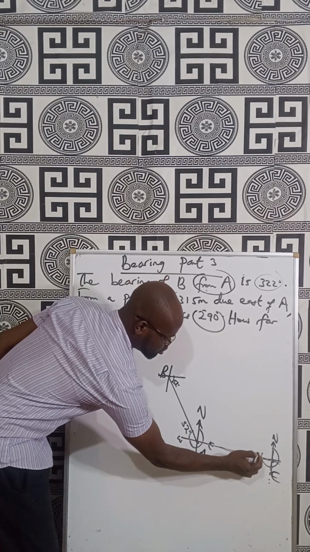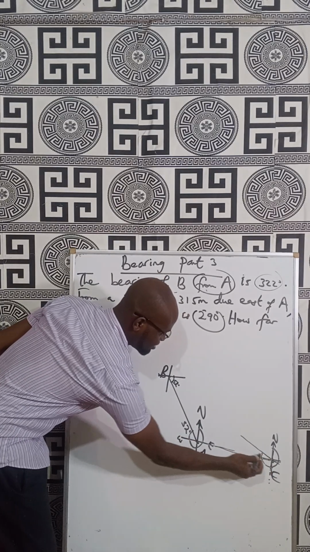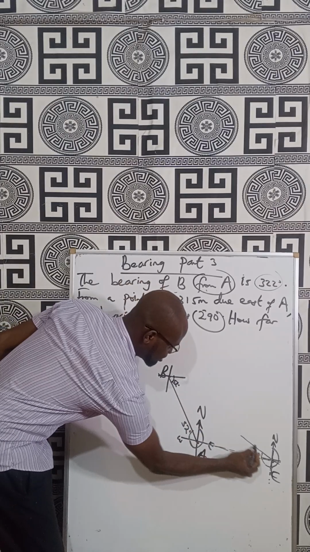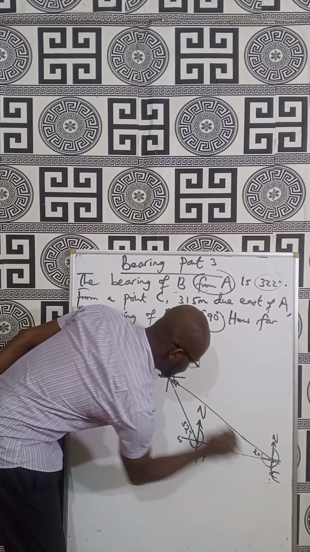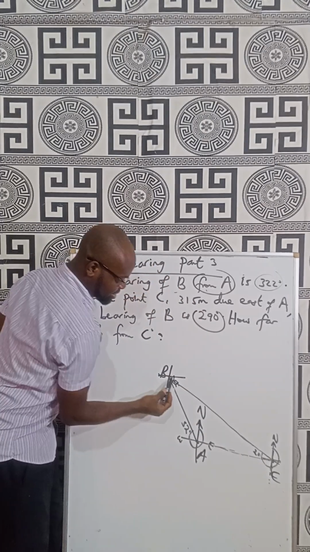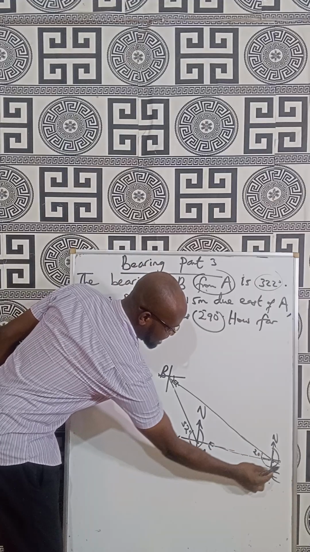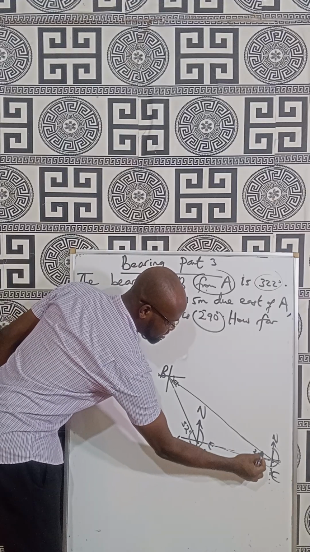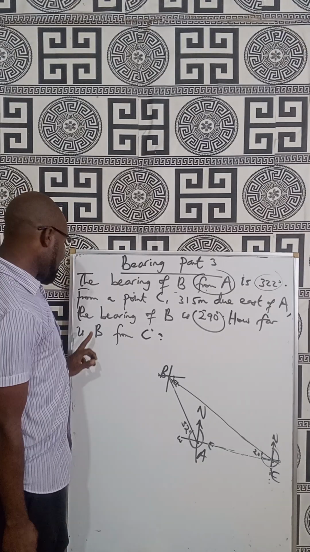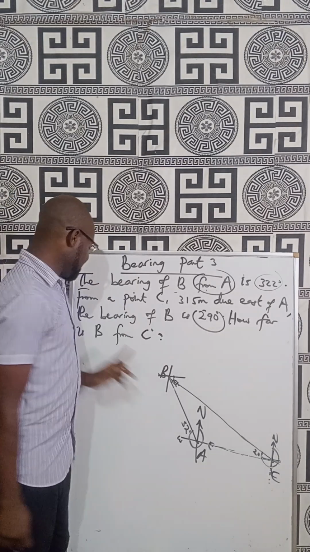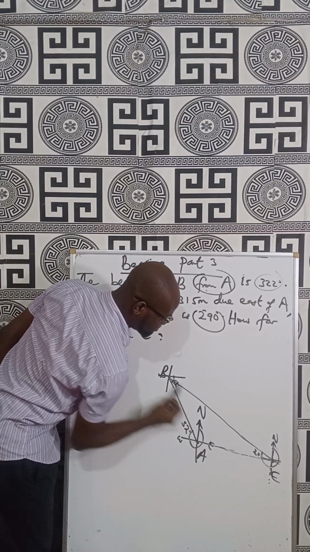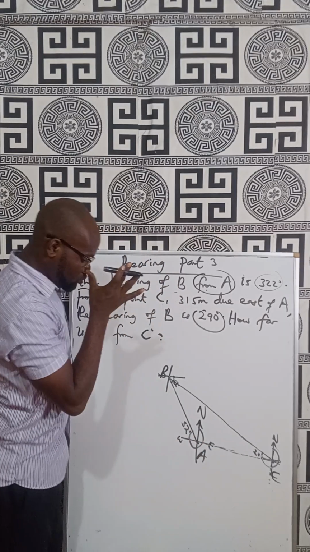So 20 is here. Very small. So it goes this way. You can just complete it. So from point C now to B, the bearing is 290 from C. This 20 now from C to B. So the question says, how far, that's distance, is B from C? How far is this B from C? So what is BC? They're asking us BC. So what do we do?